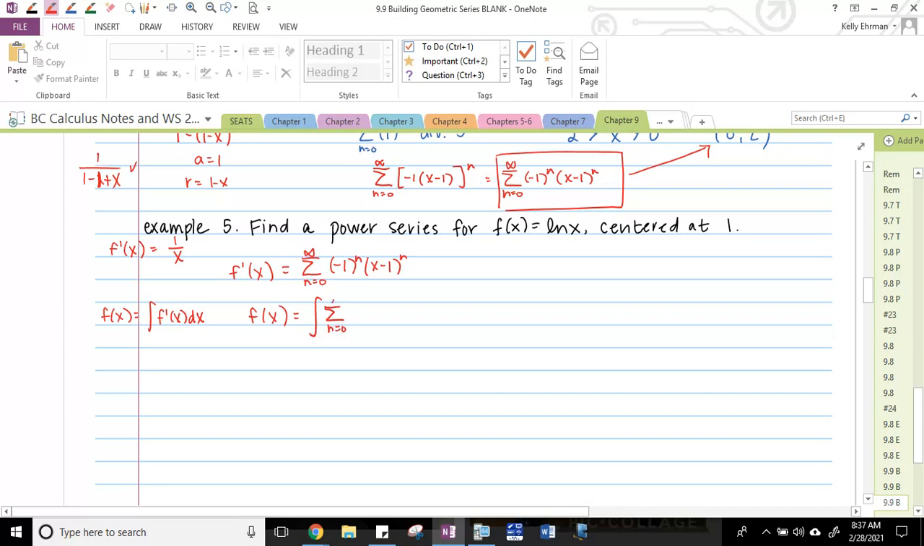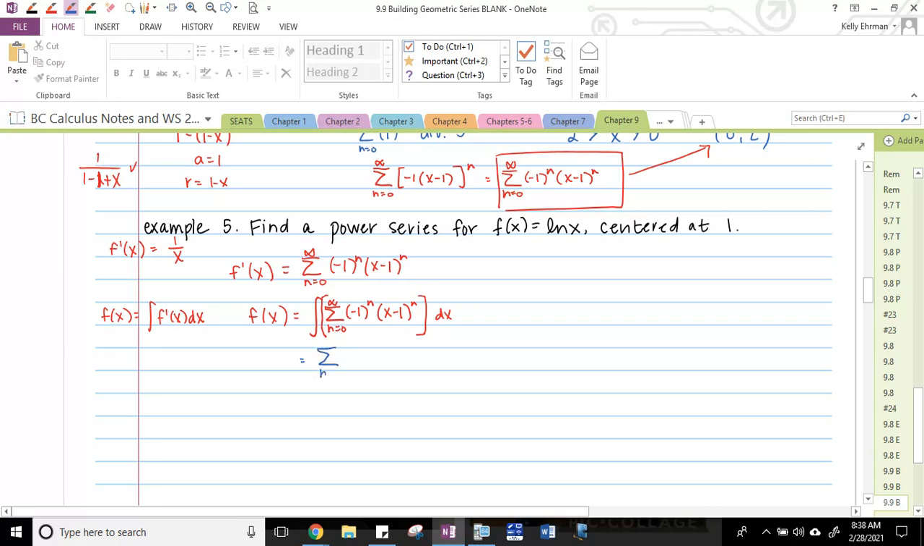We did this last section. The series from 0 to infinity of negative 1 to the n times x minus 1 to the n. Don't forget, I think our book kind of shows it like this, dx out there. This is an indefinite integral, so I'm going to use my regular integration rules, sure. So I'm going to add 1 to the exponent that's on the x and divide by that new exponent.